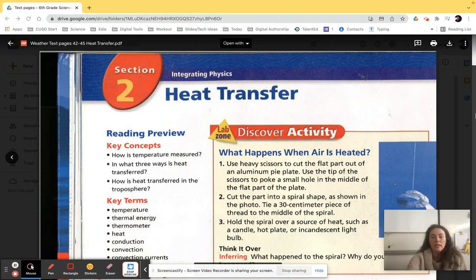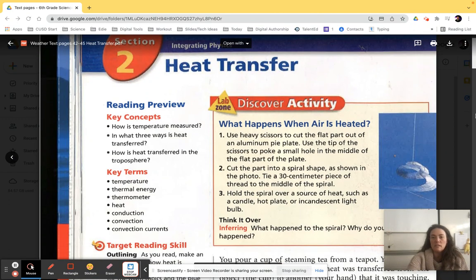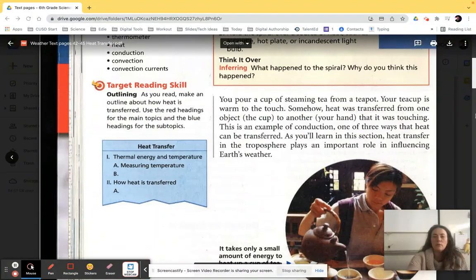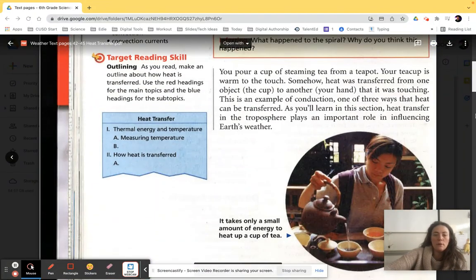So, we are going to start out on page 42, heat transfer. We're going to skip this little activity here, but we're going to start going down here. So if you would open your book, follow along with me. I will potentially be doing some drawing on here or marking on here, pointing some things out. We'll see where we go.